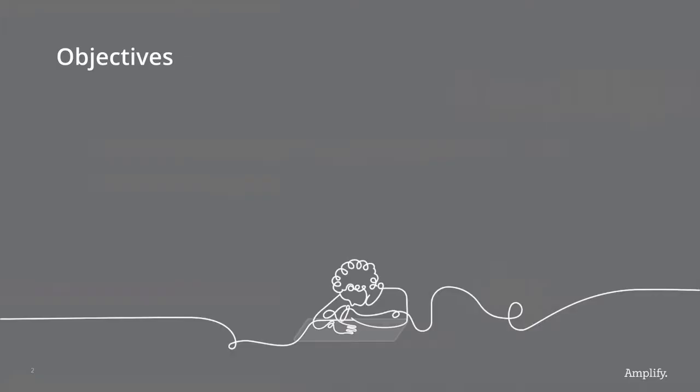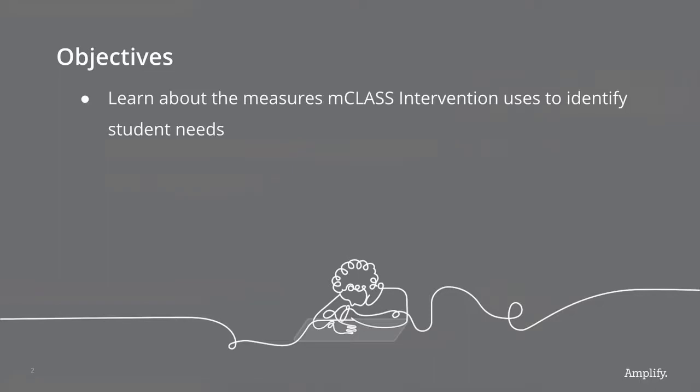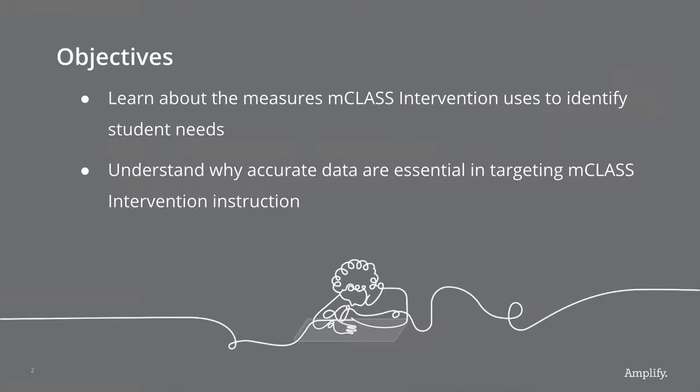In this module, we're going to give you some background on how the M-Class intervention algorithm works with progress monitoring data. We're also going to show you why accurate data are so important to M-Class intervention and how differences in scoring could lead to completely different lessons.